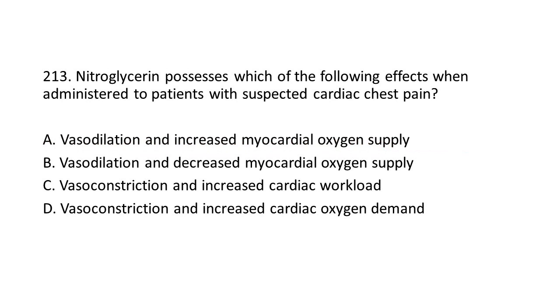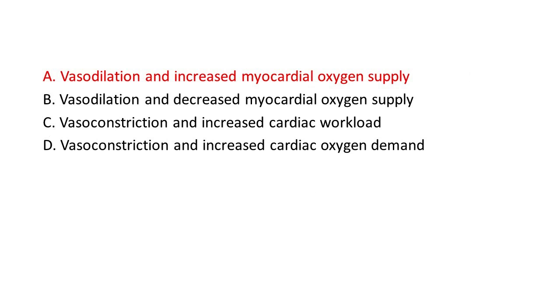213. Nitroglycerin possesses which of the following effects when administered to patients with suspected cardiac chest pain? A. Vasodilation and increased myocardial oxygen supply. B. Vasodilation and decreased myocardial oxygen supply. C. Vasoconstriction and increased cardiac workload. D. Vasoconstriction and increased cardiac oxygen demand. The answer is A. Vasodilation and increased myocardial oxygen supply.